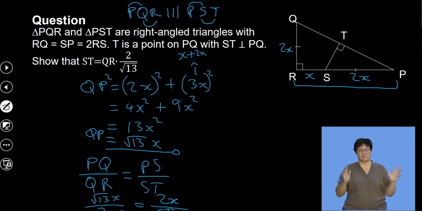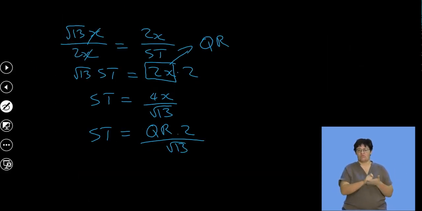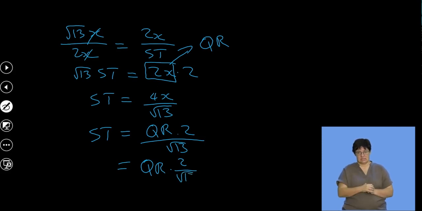And then that's about it. But if you want to write it in that form, you can just also do that. QR times 2 over square root of 13, and that will be ST, and you will then be done.